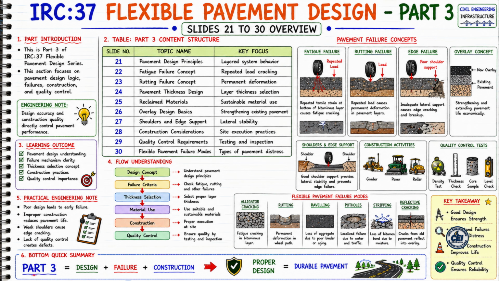Section 2. Content structure. Now topics are given in the table from slide 21 to slide 30. Pavement design principles in slide 21. That means layered system behavior. Fatigue failure concept in slide 22. Cracking due to repeated load. Rutting failure concept in slide 23. Permanent deformation in pavement.